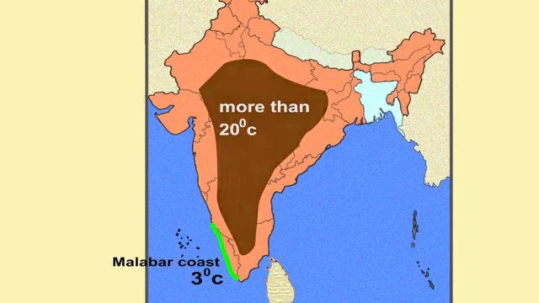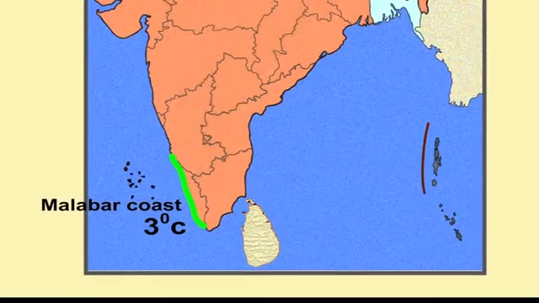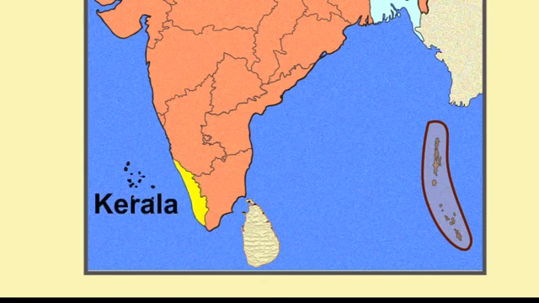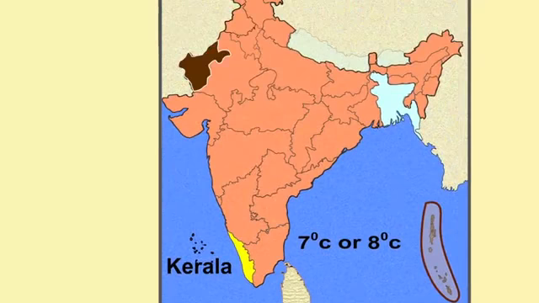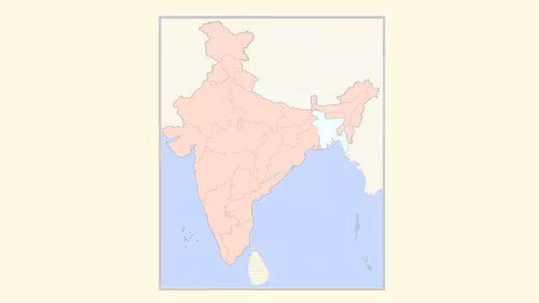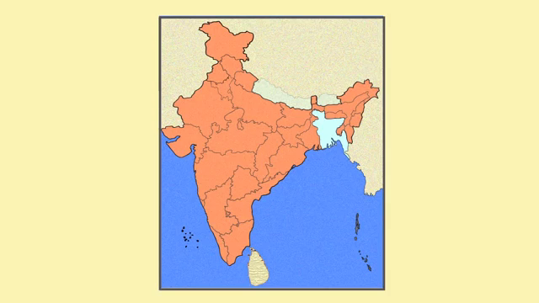The difference between day and night temperature in the Andaman and Nicobar Islands and Kerala is hardly 7 or 8 degrees Celsius. Whereas in the Thar desert, it is between 25 to 30 degrees Celsius. It means if the day temperature is 50 degrees Celsius, the night temperature would drop down to 20 to 25 degrees Celsius. Next one is precipitation.